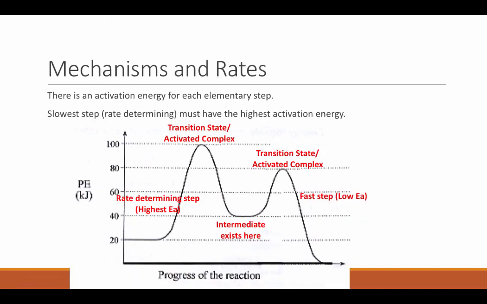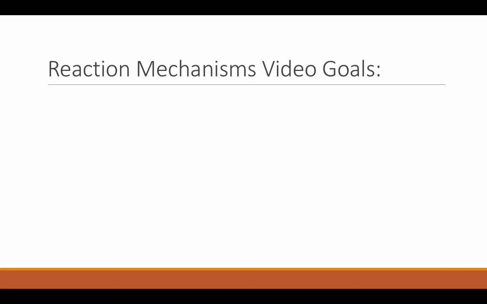Finally, let's take a look at the energy profile for a multi-step reaction. In a multi-step reaction, each elementary step will have its own activation energy. These activation energies represent transition states, between which we have the intermediate. It's important to note that the highest activation energy will always correspond to the slowest step, or the rate determining step. That brings us to the end of this video.